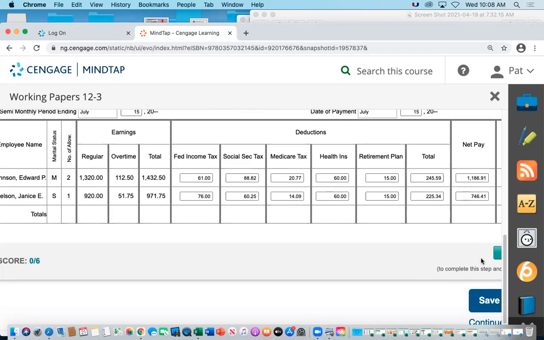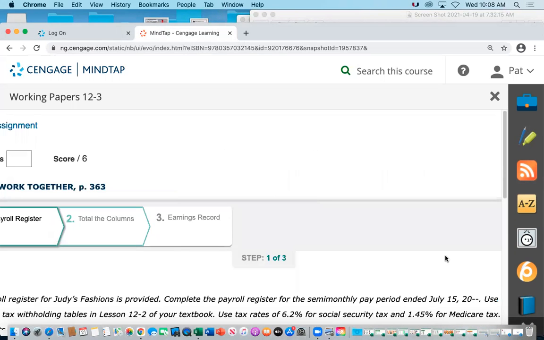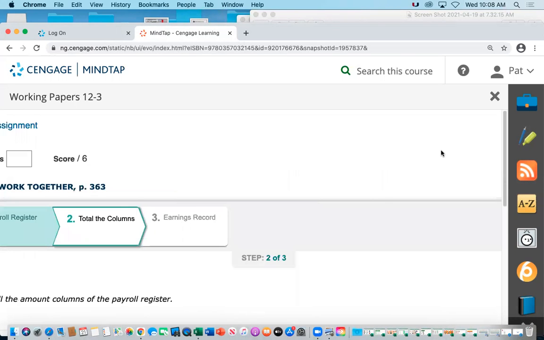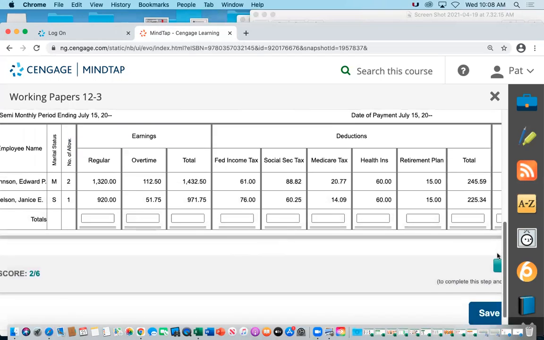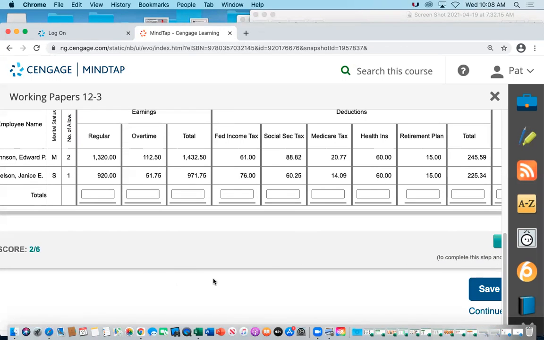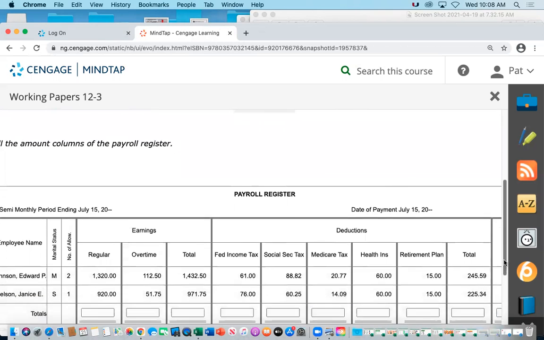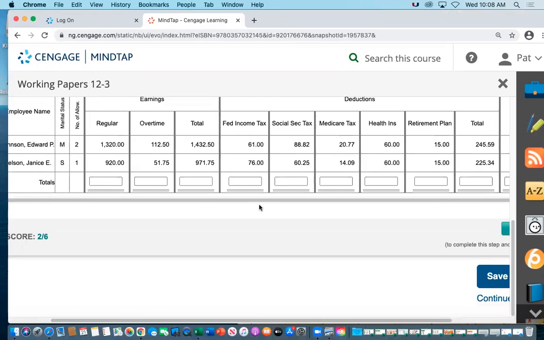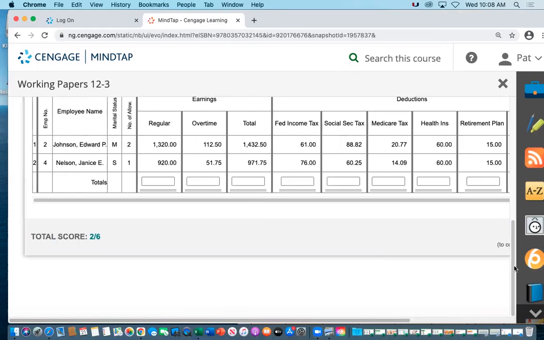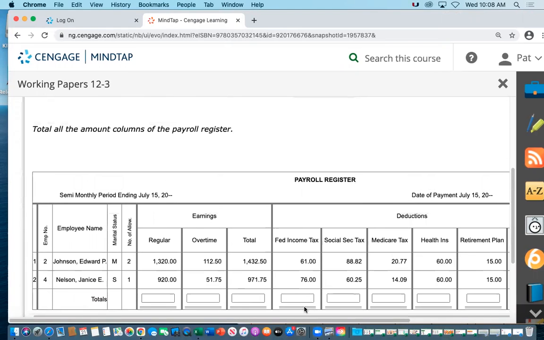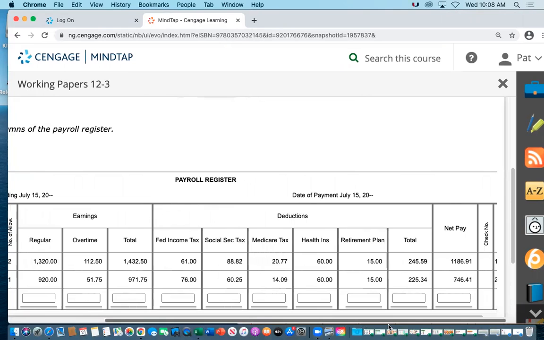Okay. So that's part 1. We go ahead and grade, proceed to total the columns. All we're doing for this is totaling the amounts of each column. I can't read the directions, I'm zoomed in so far. All right, so we can do that.